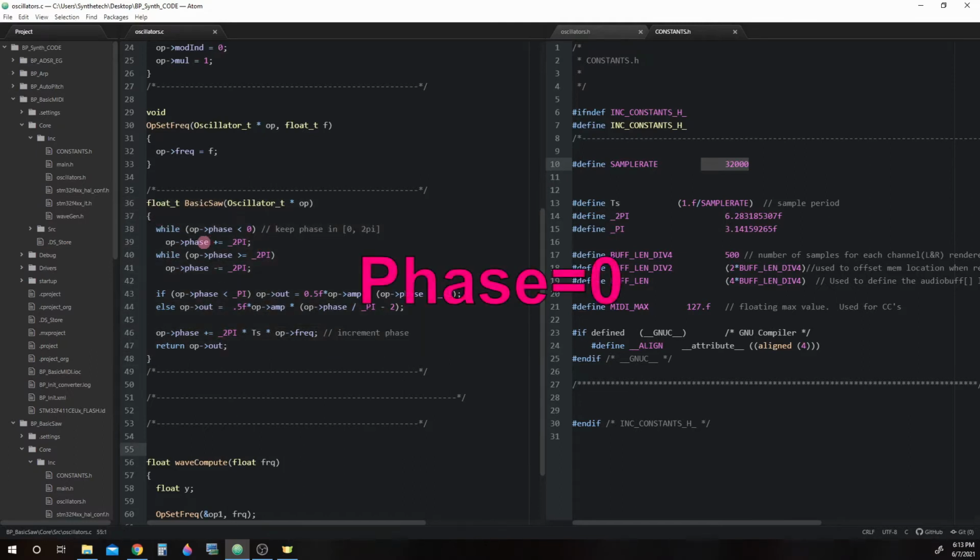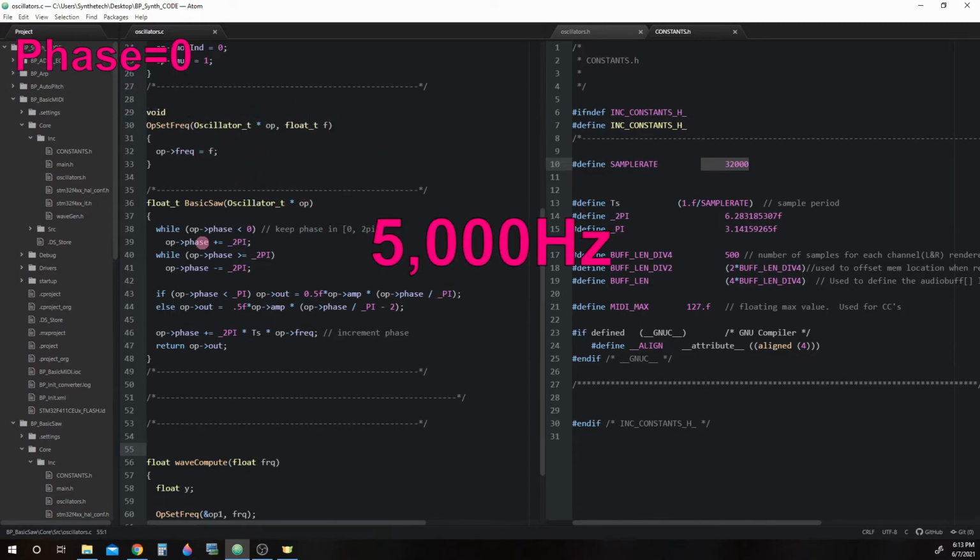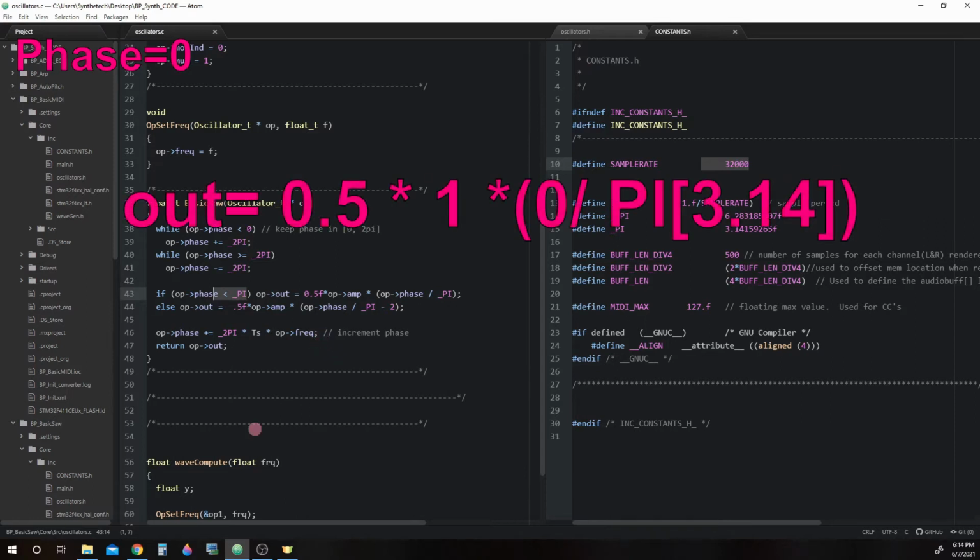We are going to start the phase at 0, and our frequency is going to be 5,000 Hertz, and amp will be 1. Now remember, we are working with our final value to be a maximum low of -1 and a maximum high of +1 with 0 in the middle. The first calculation used in our basic saw oscillator will be out equals 0.5f times amp times phase divided by pi. The reason we're using this is because phase is currently 0 and it's less than pi. So we plug in our values. Out equals 0.5 times 1 times 0 divided by pi. We can quickly see that this will give us a 0. 0.5 times 1 times 0 is going to be 0.